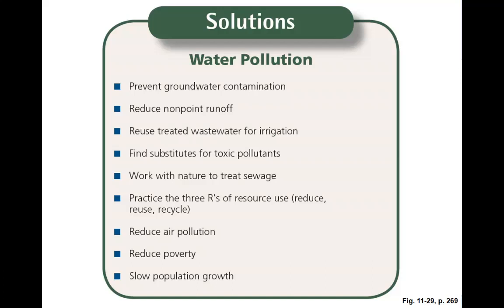Work with nature to try and treat our sewage. Do those 3 R's that you've been learning since you were in elementary school: reduce, reuse, recycle. If we do that, we can limit the amount of waste that we put into the air as well as into the water. And eventually, those are going to connect through the water cycle. Okay. Reduce poverty. People who are worried about their next meal, their next bed, are not going to care about keeping the planet safe when they're just worrying about keeping themselves going and surviving. So, in order to reduce the amount of poverty, we need to slow population growth, and we need to think about getting people out of poverty.